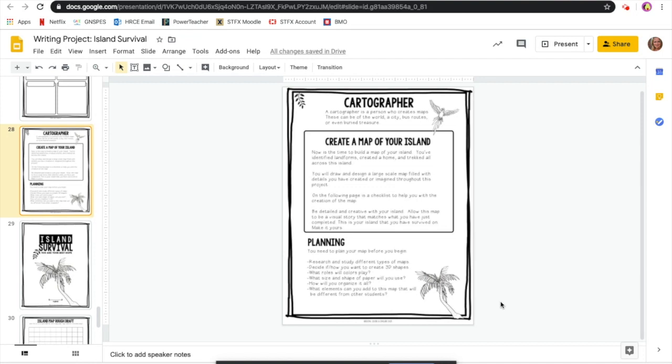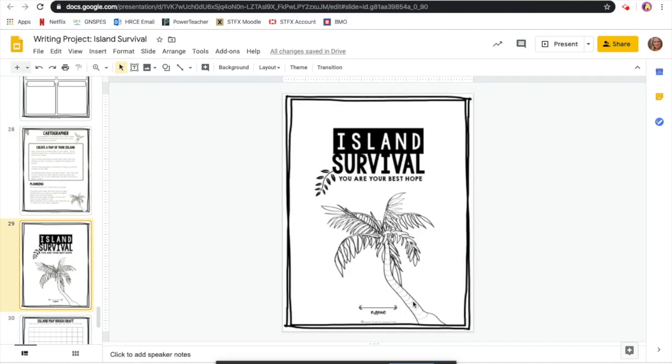So you're going to pretend you're a cartographer, which is a person who creates maps. And they can be maps of the world, a city, a bus route, or even buried treasure. So you're going to create a map of your island that you will have to draw and give details about what you have found. Now, if you don't have paper at home that you could do this with, or coloring pencil crayons and pencils, if you could please get somebody with you at home to send me a Class Dojo message, and then we will figure out something from there.